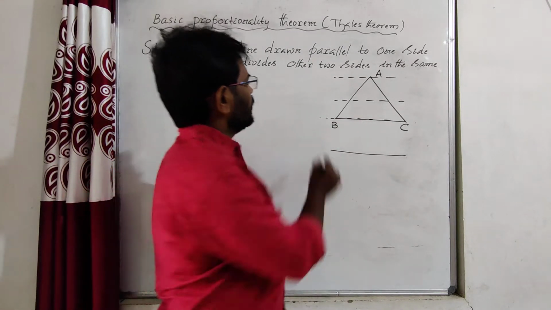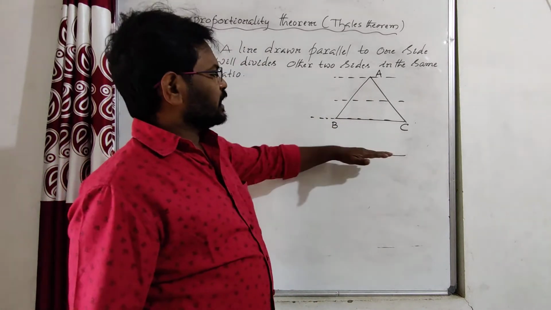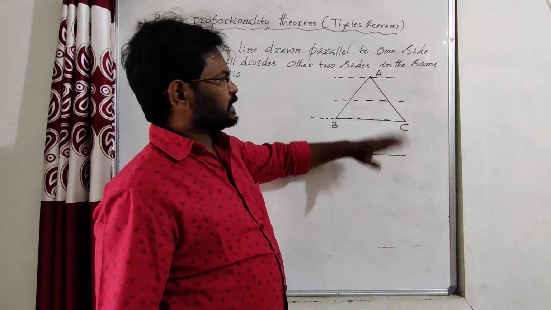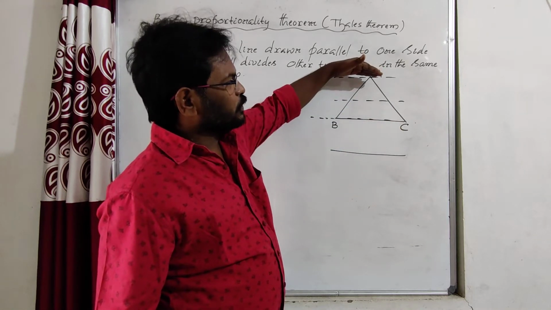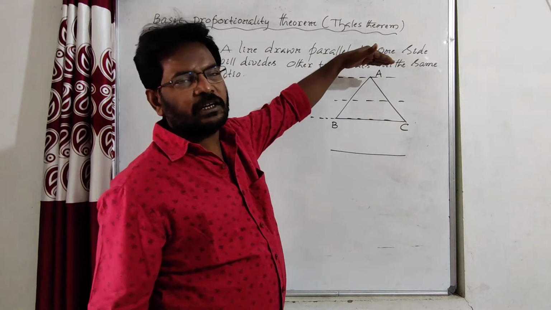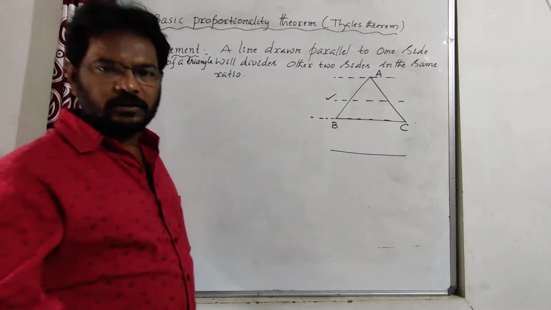This one and this one, this one and this one do not intersect the two sides anywhere. It is coincident with that side. This one is passing through the vertex of the triangle. So now we consider this one. Okay, clear?